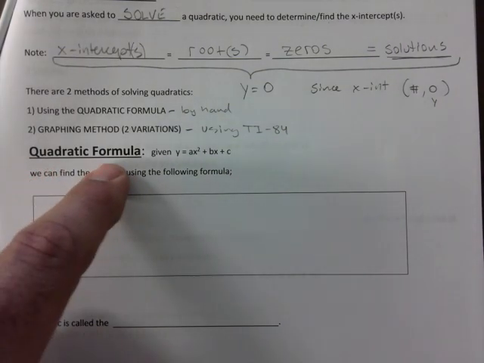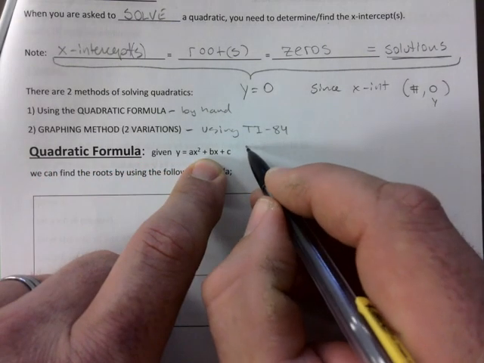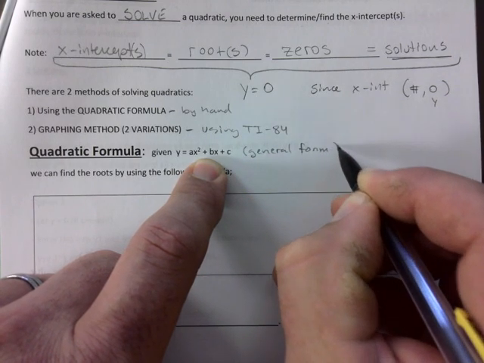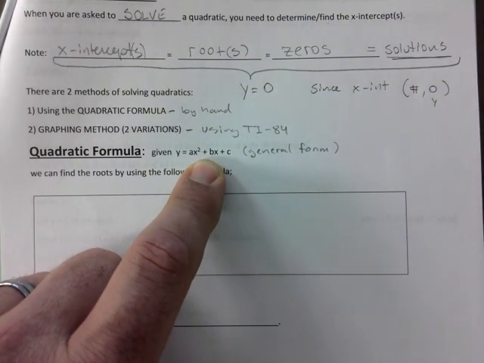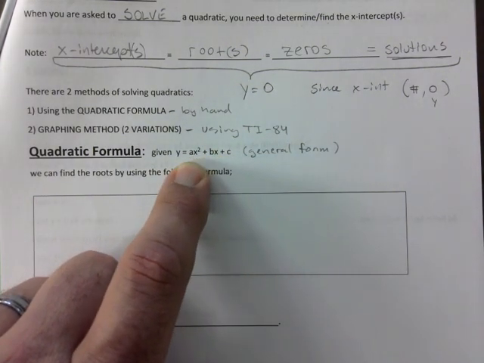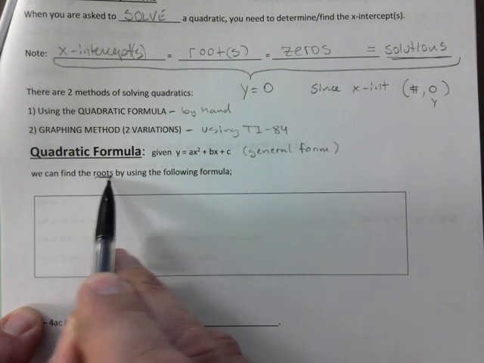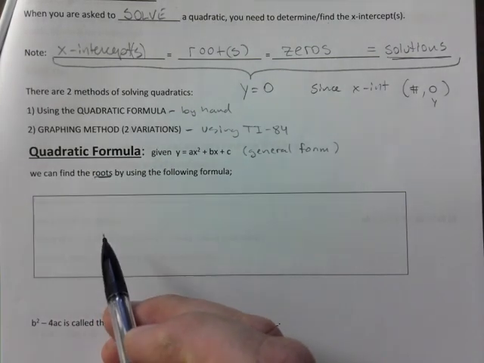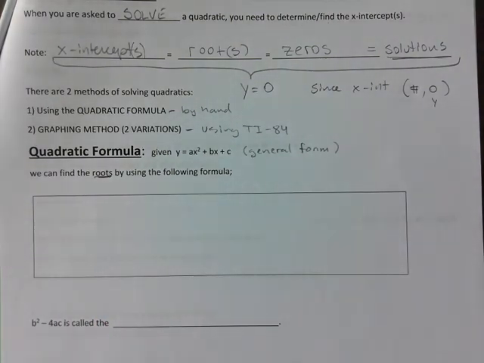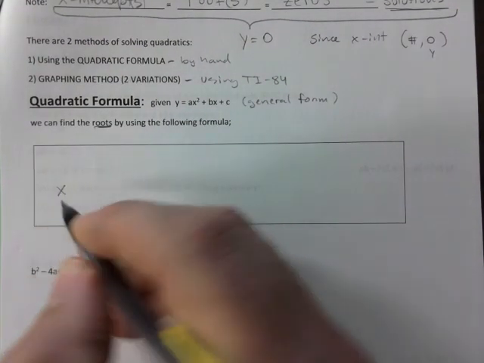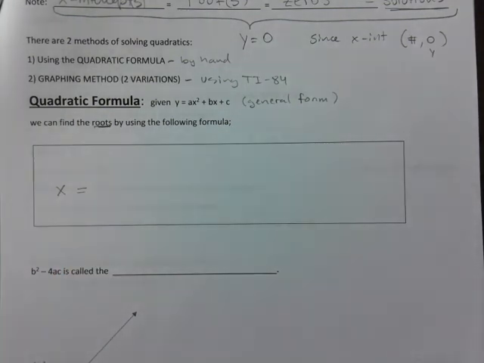So given this general form, right? If something is in general form, we might have to do some arithmetic, some algebra to make it look like this. We can find the roots. Notice that I say roots, right? Which you know means x-intercepts, solution, all of that. Using the following formula. So here it is. Make sure you have it exactly the way I write it. And I'm actually going to make sure you won't have an excuse to have this wrong.